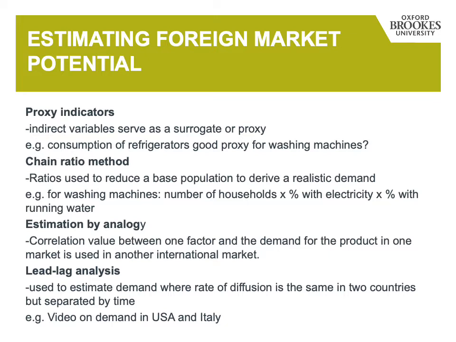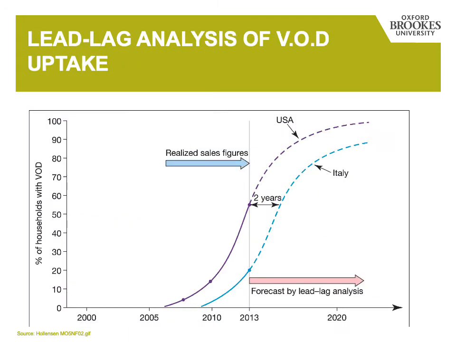Estimation by analogy: correlation value between one factor and the demand for the product in one market is used in another international market. Lead lag analysis: used to estimate demand where the rate of diffusion is the same in two countries separated by time. For example, video on demand in USA and Italy. Lead lag analysis of video on demand uptake, using data of USA to project the data in Italy.